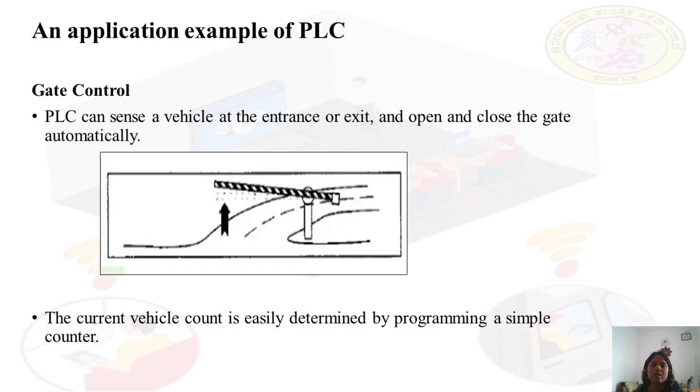This is a simple example, that is the gate control. If you see the diagram here, this PLC will be there. It will sense a vehicle at the entrance or exit, and open and close the gate automatically. When a vehicle comes, it will sense that a vehicle is coming, then it will open the gate. If there is no vehicle, it will close the gate. We can also keep a count of how many vehicles have come by using a simple counter, using the programming in your ladder diagram.